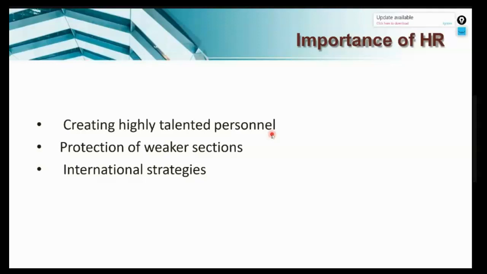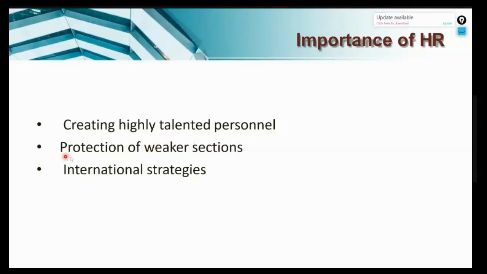Yesterday also we discussed this point that human resource management is all about procurement of the right talent. We need the right people, which is very, very important. When I say right people, that means the people who are good, who can mix, who can work in a team, who are exceptionally talented, who understand their job role well, and who try to be the best fit for the organization, right? So the first purpose, the first importance of HR, is to create highly talented personnel.